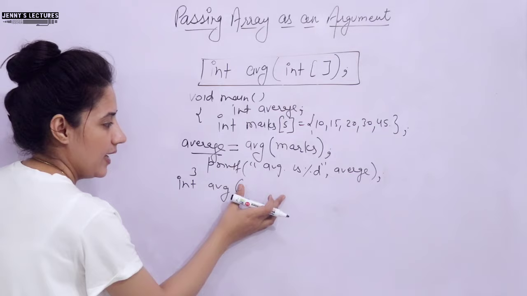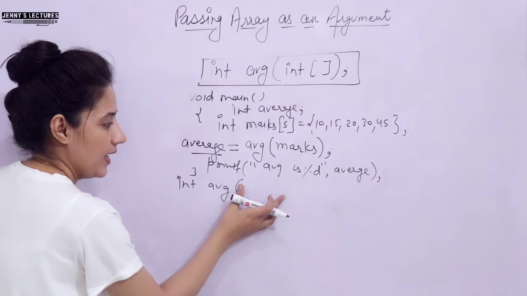Size of array is not 20, it is 4 only. Why? Because it is not a copy of the array, it is just a pointer. marks1 is just a pointer, and a pointer is either 4 bytes, or it depends on the machine, so 4 bytes or 2 bytes. In a 32-bit machine, it will take 4 bytes. But inside the main function, size of array is 20 bytes.